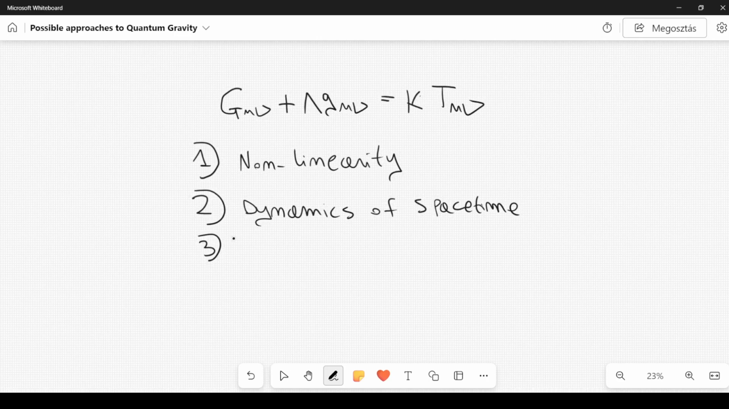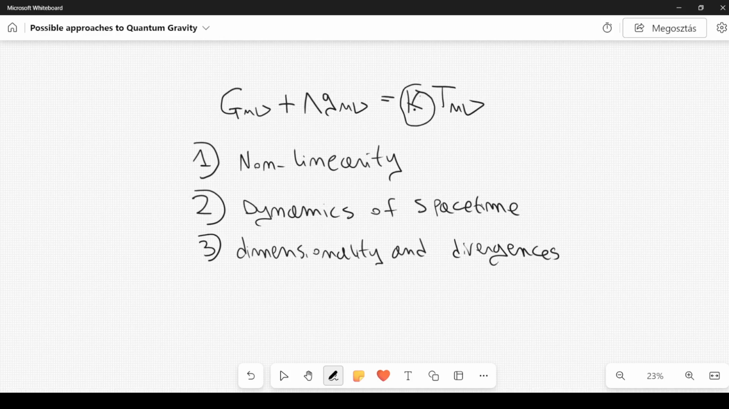A third point that I want to address is the dimensionality and divergences. Gravitational interactions are characterized by this constant here, which is directly proportional to the gravitational constant, G, and this constant has a dimensionality which can be written as something of the order of 1 divided by the Planck mass squared, M_Pl squared. So one can study the units of this constant, and it is proportional to 1 over this mass squared. And this means that gravity is non-renormalizable because the gravitational constant has a dimension.